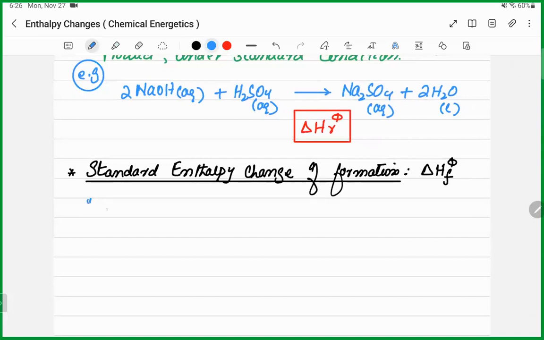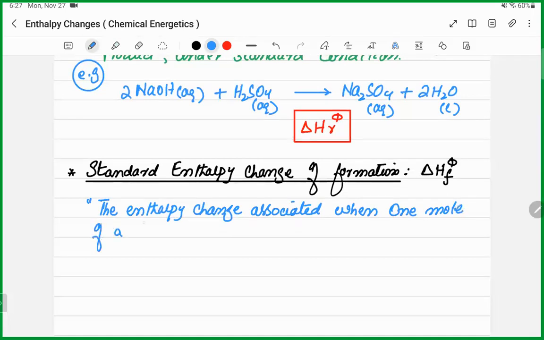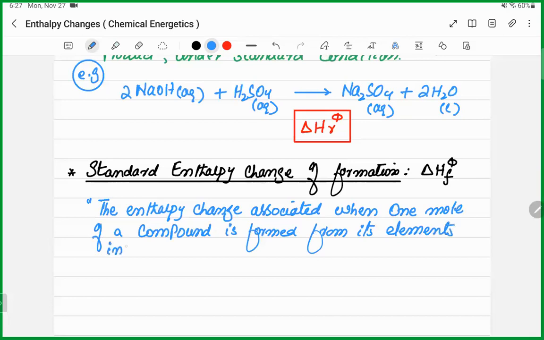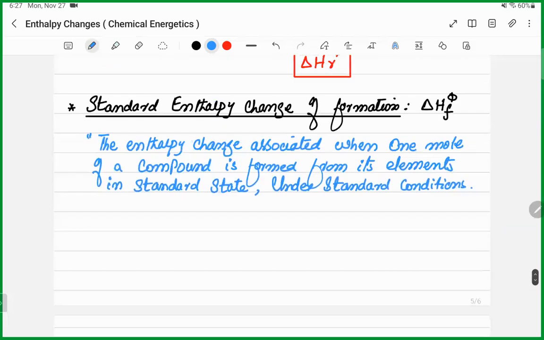Now write down the definition first. The enthalpy change associated when 1 mole of a compound is formed from its elements in standard state under standard condition. ठीक है बेटा, so this is the definition for the standard enthalpy change of formation.